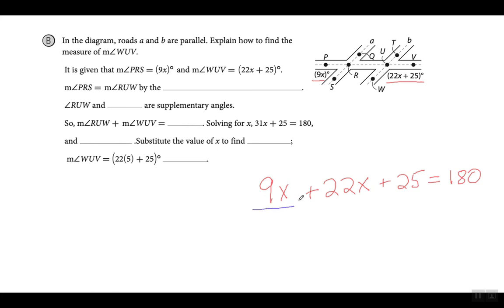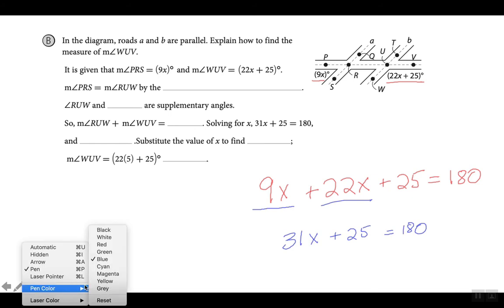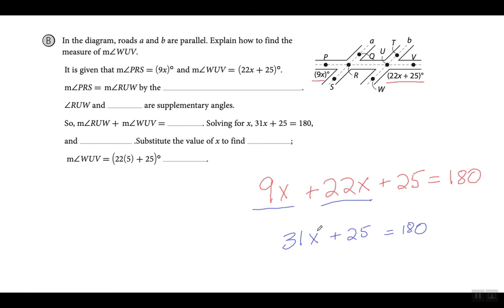Combinar términos iguales. 9x plus 22x. Okay, that's going to give you 31x plus 25 equals 180. Now, I got to get x by itself. So first, like I always say, the number that's with the variable, you move last.